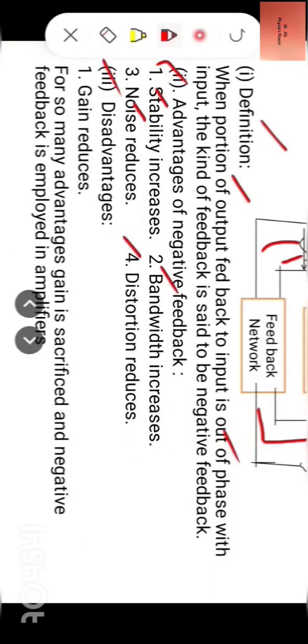Now disadvantages of negative feedback. The bigger disadvantage of negative feedback is the gain reduces. Gain of the amplifier reduces when we apply negative feedback. For so many advantages, gain is sacrificed and negative feedback is employed in amplifiers. So we can sacrifice gain at the cost of advantages. So there are so many advantages as we have mentioned above. Stability increases, bandwidth increases, noise reduces, distortion reduces. So for these advantages we can sacrifice gain and we apply negative feedback.